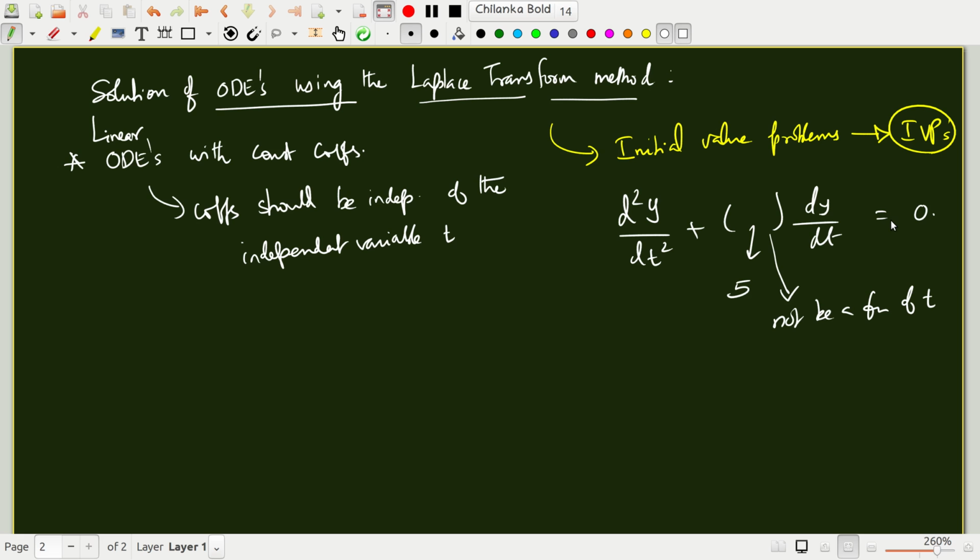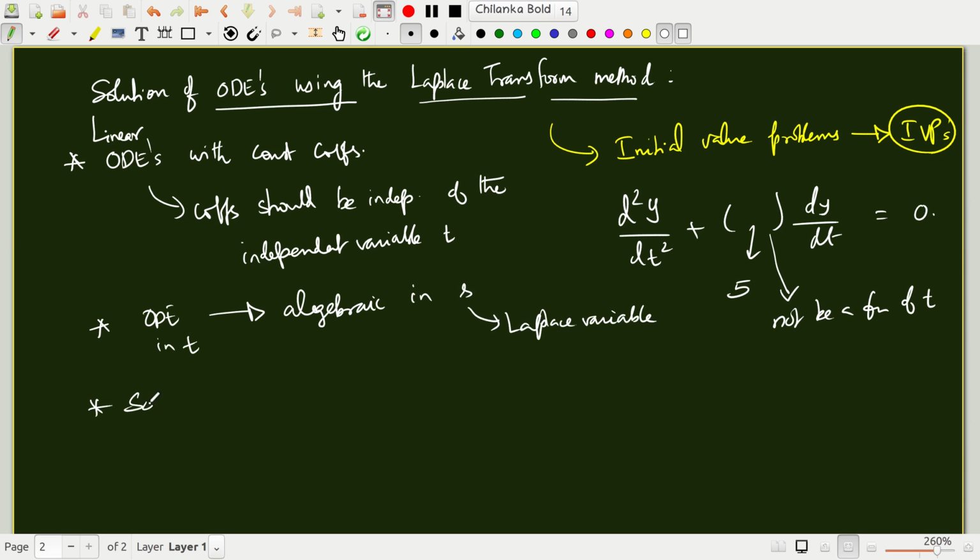So the Laplace transform method is convenient to solve linear ODEs with constant coefficients. The key idea is, once you transform the linear ODE, it becomes an algebraic equation. The ODE in time becomes algebraic in the Laplace variable s. Now we solve the algebraic equation of the transformed equation.